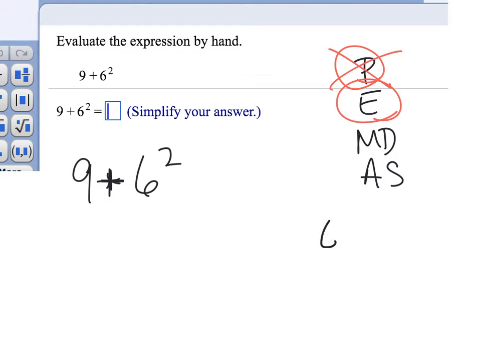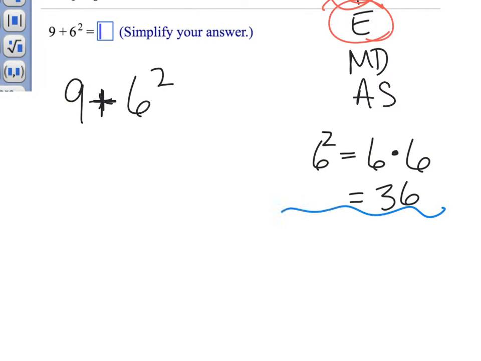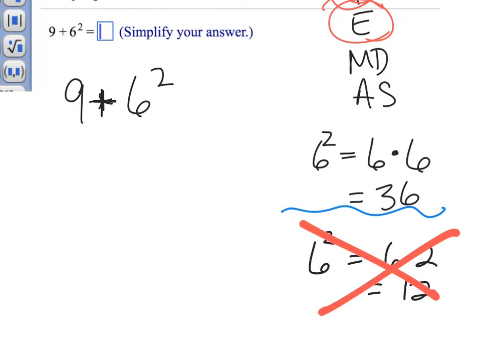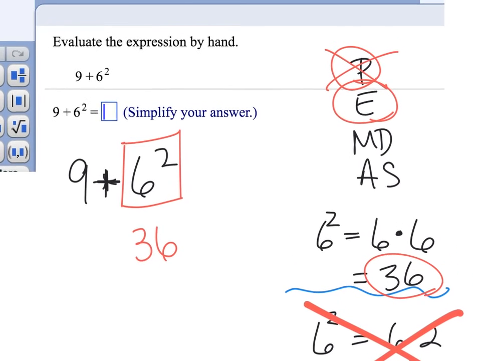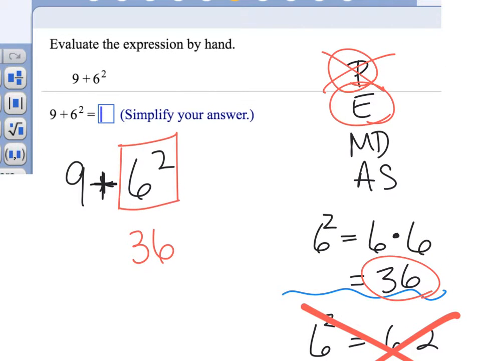So what does that 6 to the second power mean? It means 6 times 6, which is 36. A lot of students incorrectly think that 6 to the second power means 6 times 2, which is 12. Dead wrong. So the answer is 36 right here. So this piece right here is equal to 36. So now we're going to bring everything else straight down.